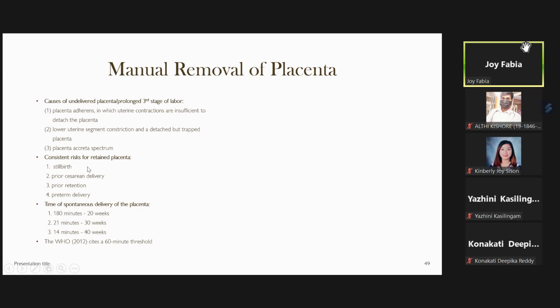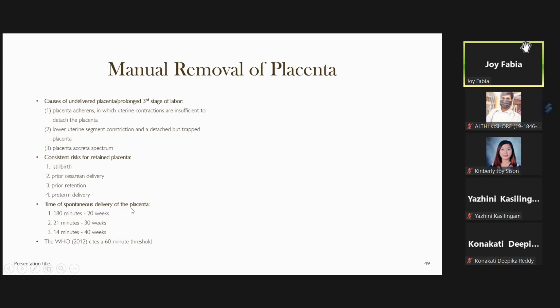So, what are the risk factors for retained placenta? Those patients who have history of stillbirth pregnancy, prior cesarean delivery, prior retained placenta, preterm delivery, and actually yung mga history of curettage, sila yung risk factors for retained placenta.